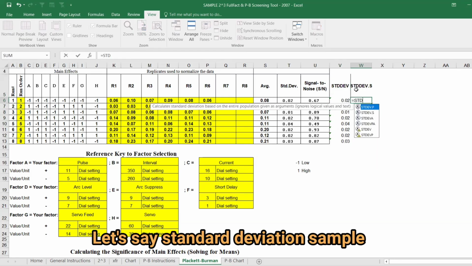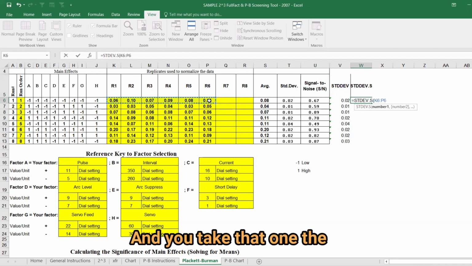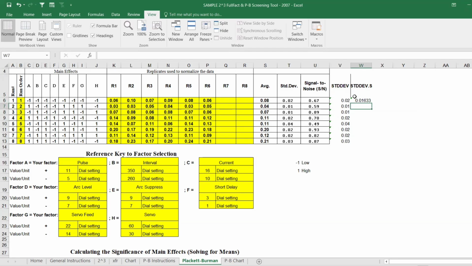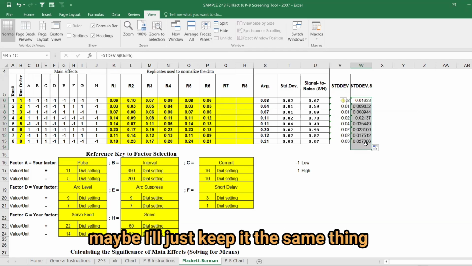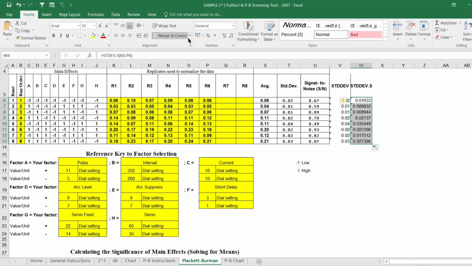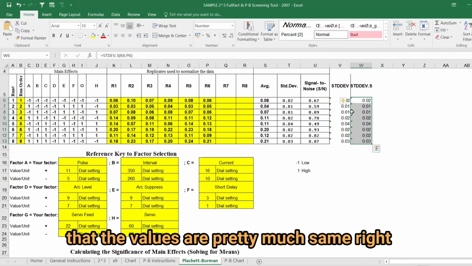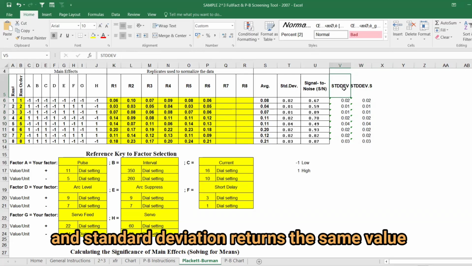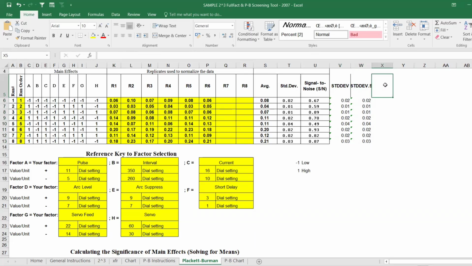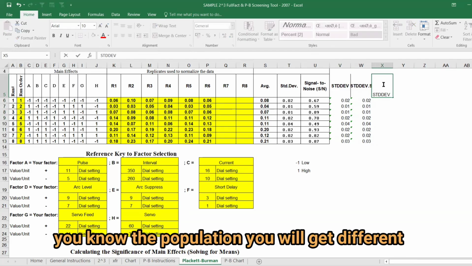Let's say standard deviation sample, and you take that one, the 0.01, and you are getting slightly, okay, maybe I will just keep it the same value. You can notice that the values are pretty much the same, right? That means sample standard deviation returns the same value. But if you look at the standard deviation population, you will get a different value.